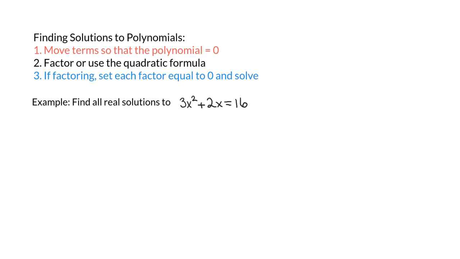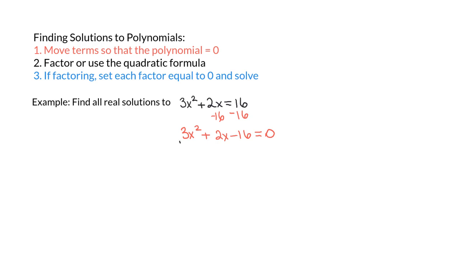So in this case, we'd move 16 by subtracting it from both sides, and we'd be left with the polynomial 3x squared plus 2x minus 16 is equal to 0. Let's try the factoring method first.